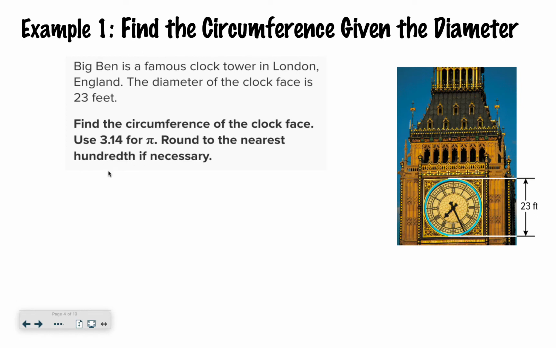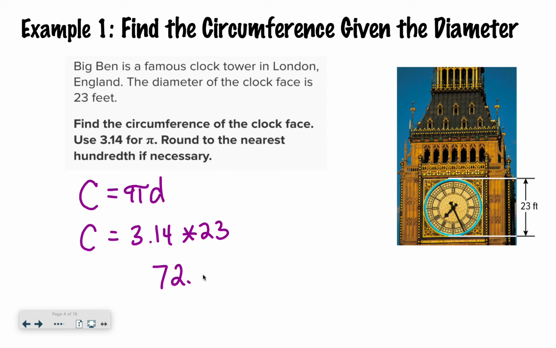So let's start by finding the circumference given the diameter. Here we have a picture of Big Ben, which is a famous clock tower in London, England. The diameter of the clock face is 23 feet. We want to find the circumference of the clock face. We're going to use 3.14 for pi. So remember, circumference is just pi times diameter. In this case, we're using 3.14 times our diameter, which is 23. So I say 3.14 times 23, and I get 72.22.